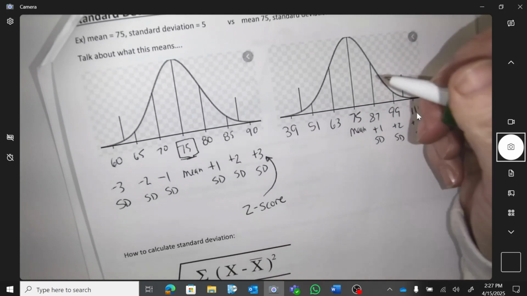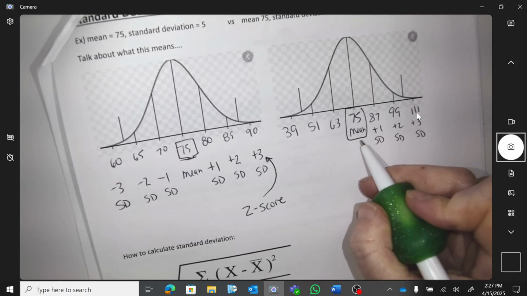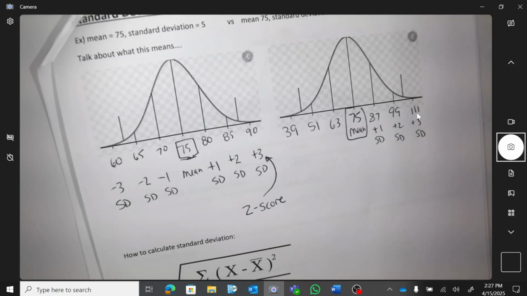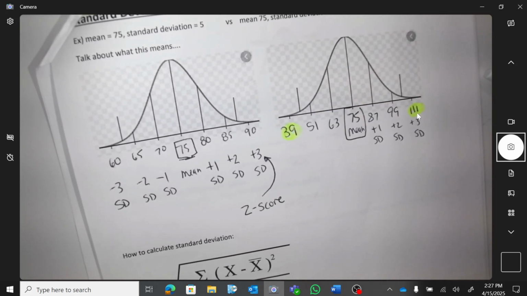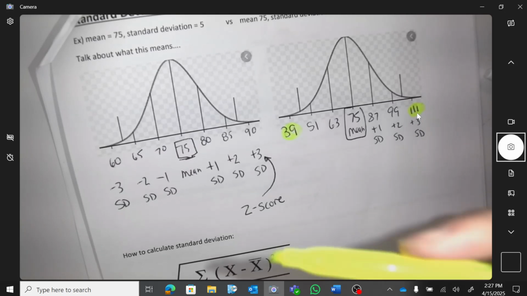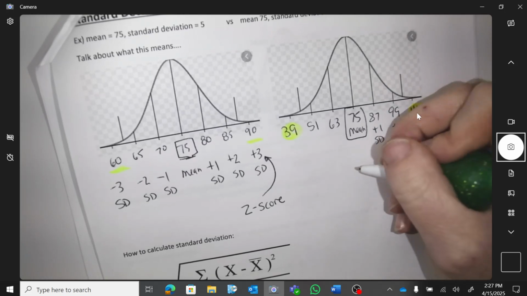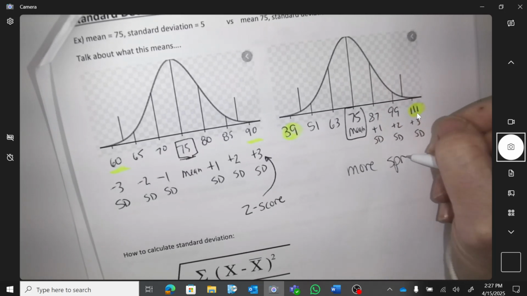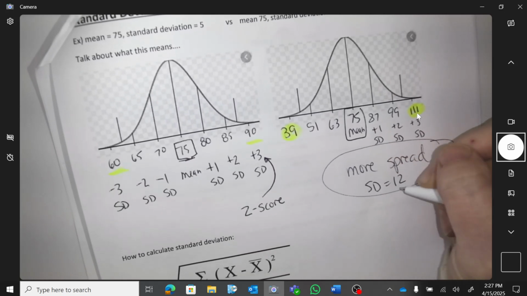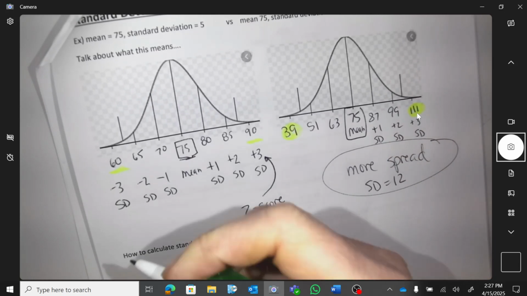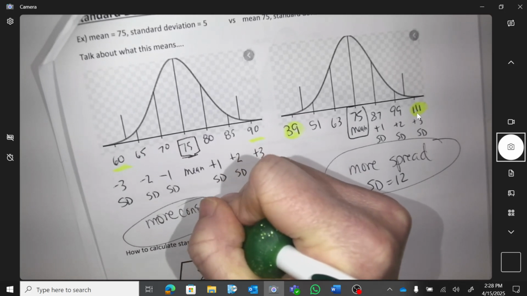Like I said with data, the mean is in the middle, and look at the spread. The highest bowling score was that, and the lowest one was that, versus 90 and 60. So what would you say? These bowlers are more spread. The standard deviation on that one was 12. And these bowlers are more consistent.